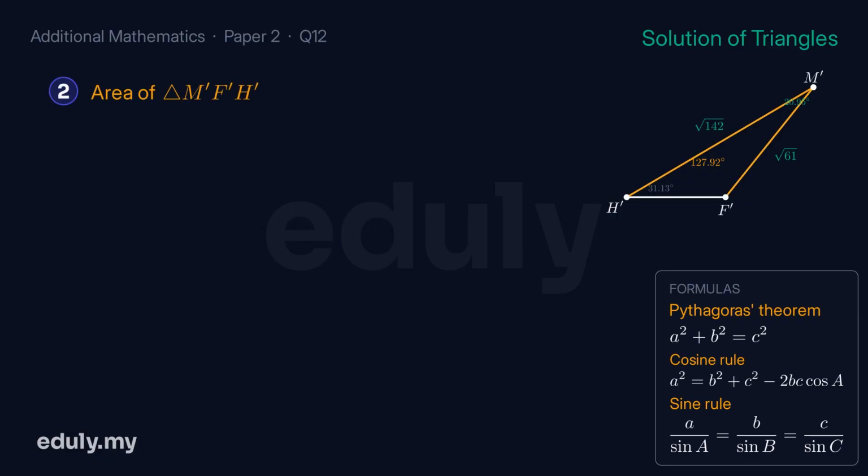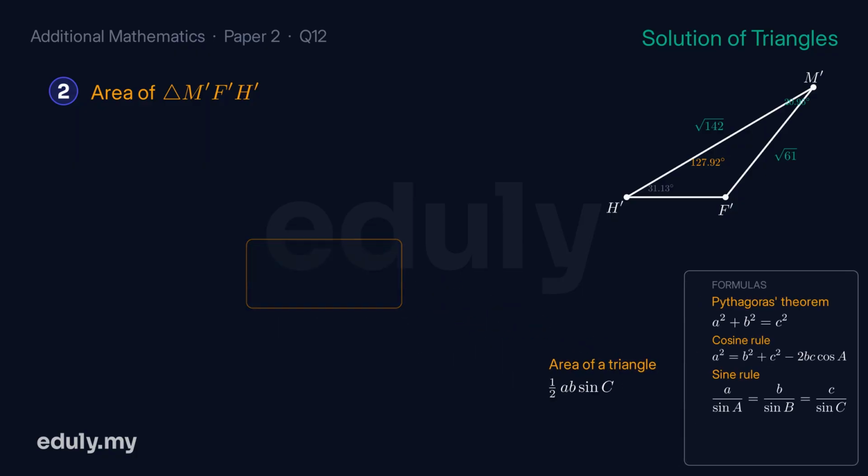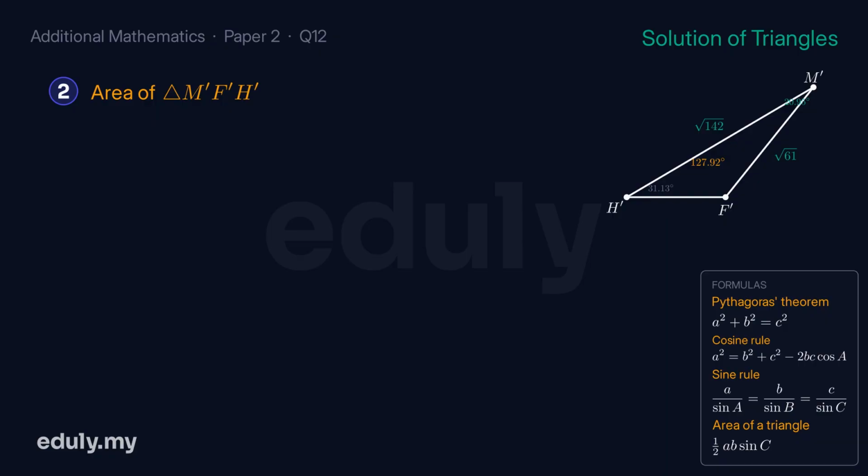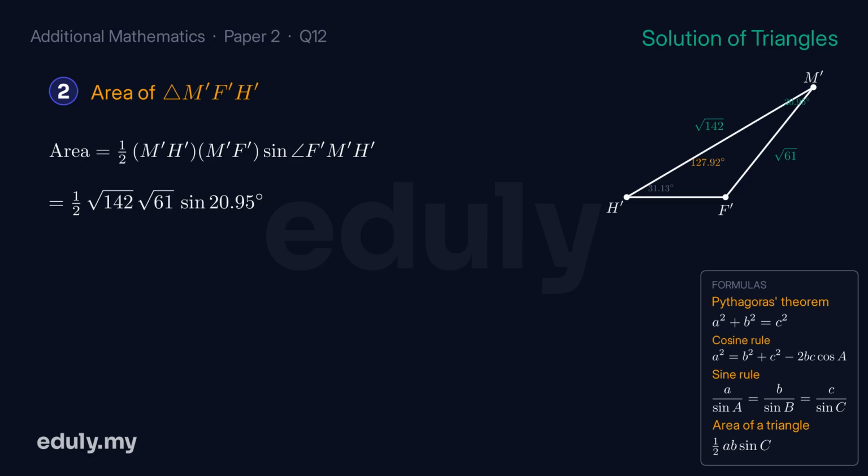Now the area. The two sides we know meet at M prime, with the angle we just found between them. So we use 1/2 times the two sides times the sine of the included angle. Putting in the two sides and the sine of the top angle, working it through, gives an area of about 16.64 square centimeters.